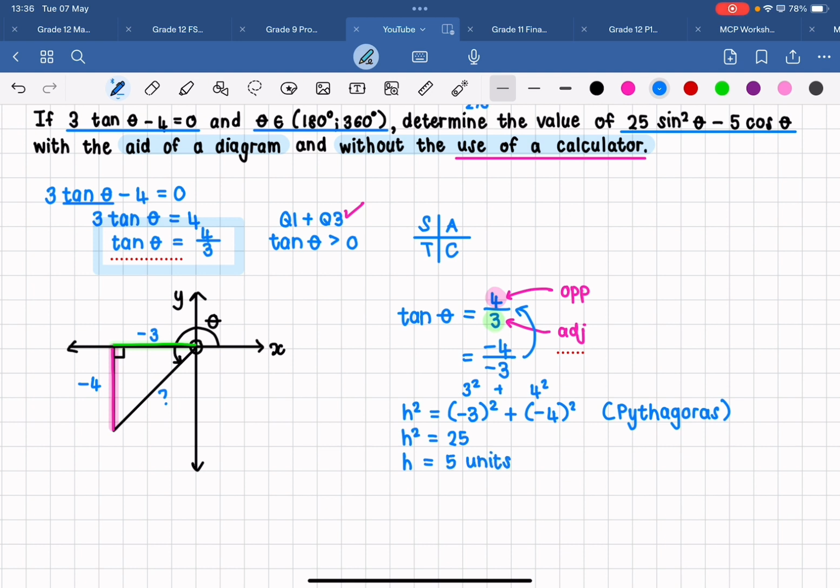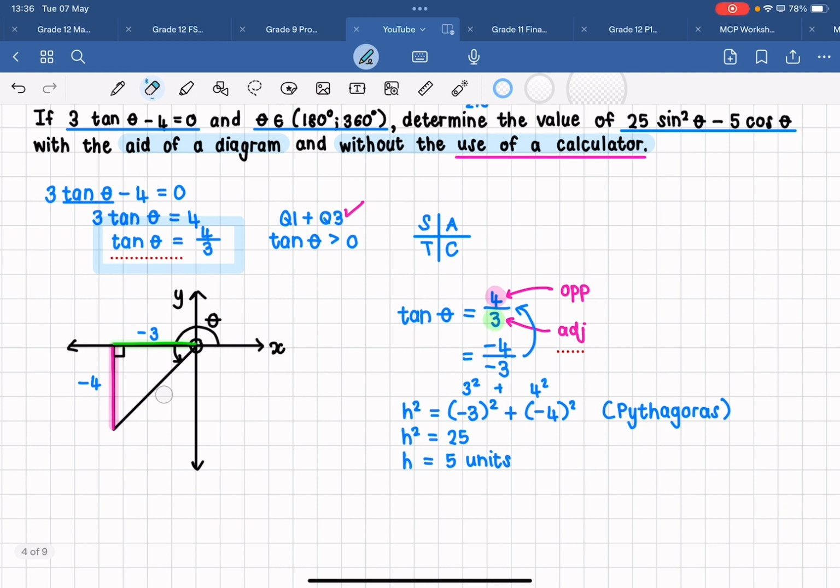The nice thing about calculating the hypotenuse is that this one is always going to be positive. So you never have to worry about whether you're going to put a plus or minus in front of that side. So that's the second thing that we need to do.